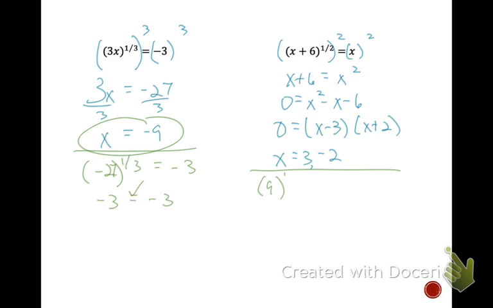So checking those one at a time, we get 9 to the 1/2 power equals positive 3, and that's true. And then we get 4 to the 1/2 power equals negative 2, and that is not true, because we get 2 equals negative 2, which it doesn't. So our only solution is x equals 3.